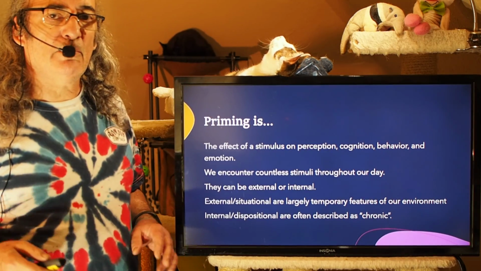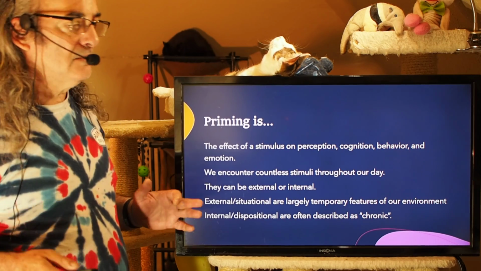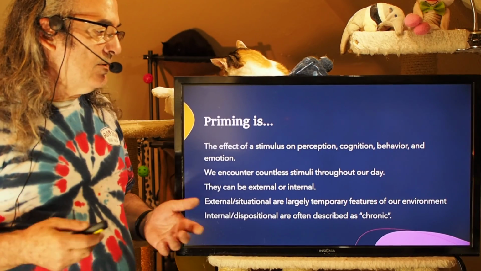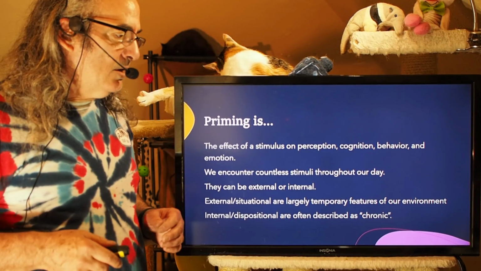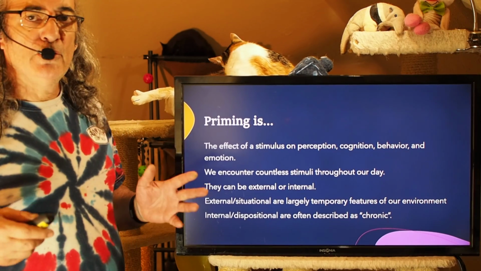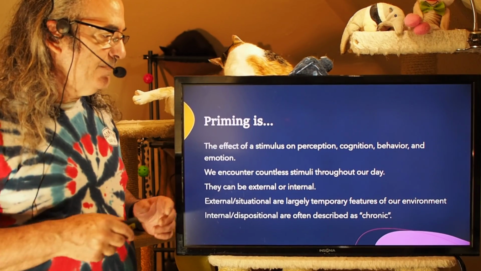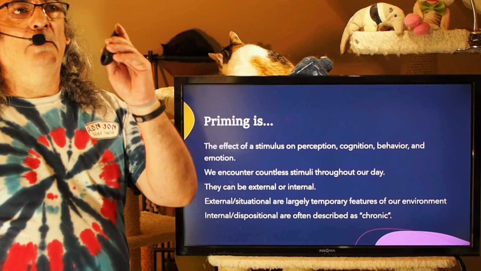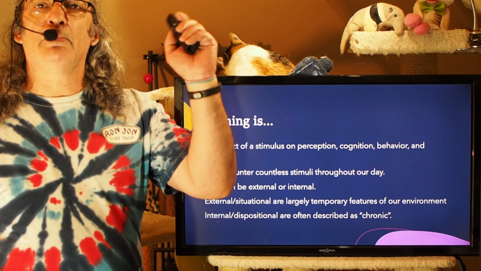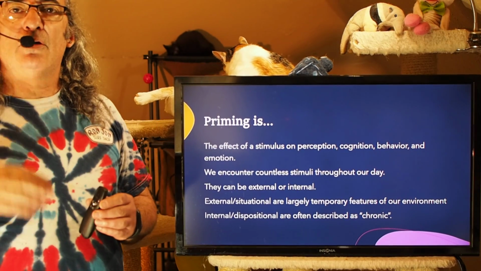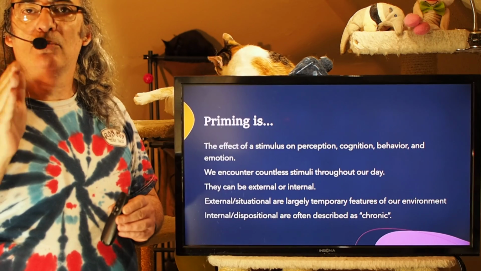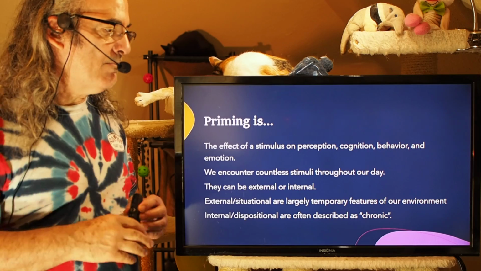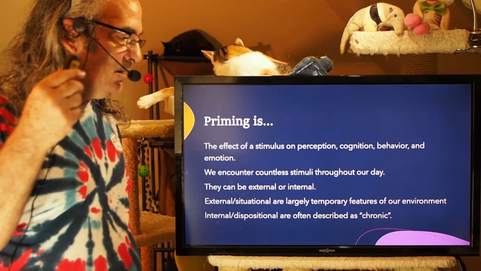I'm going to offer you some of my own personal definitions, based on the work I've done in this area. Priming is the effect of a stimulus on perception. It could be the effect on cognition, behavior, emotion, and probably broader than that. We encounter countless stimuli throughout our day. William James described our existence as a blooming, buzzing confusion. And it's largely the non-conscious that selects things to which we should attend and other things which it'll process non-consciously, but not push into our conscious perception.